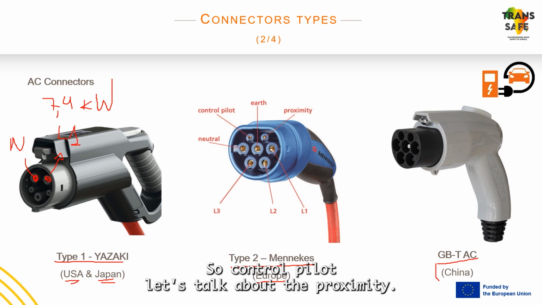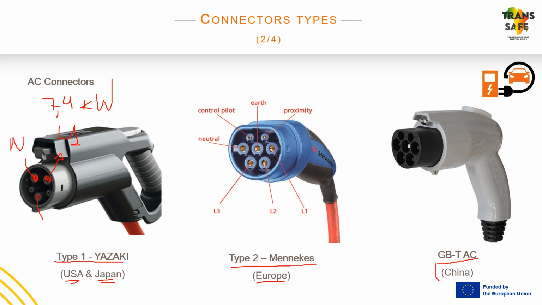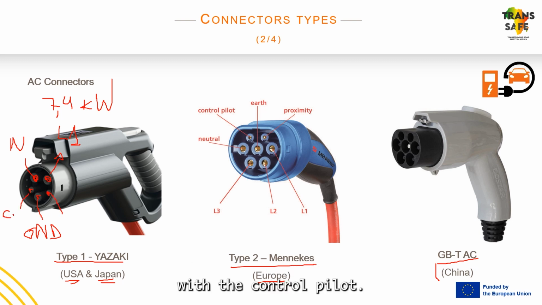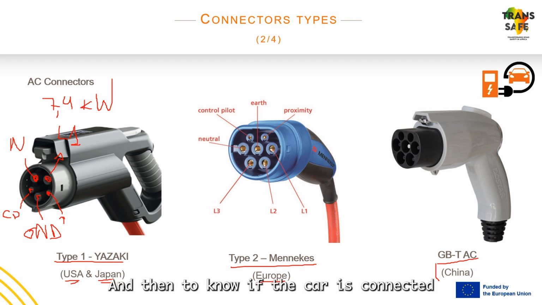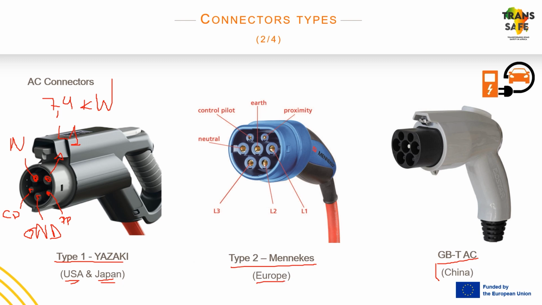And let's talk about the proximity. The proximity is the physical presence of the cable. It acknowledges when the connector is inserted, preventing you from driving off while connected, and together with the control pilot the system knows if the car is connected and stops in case of any error.